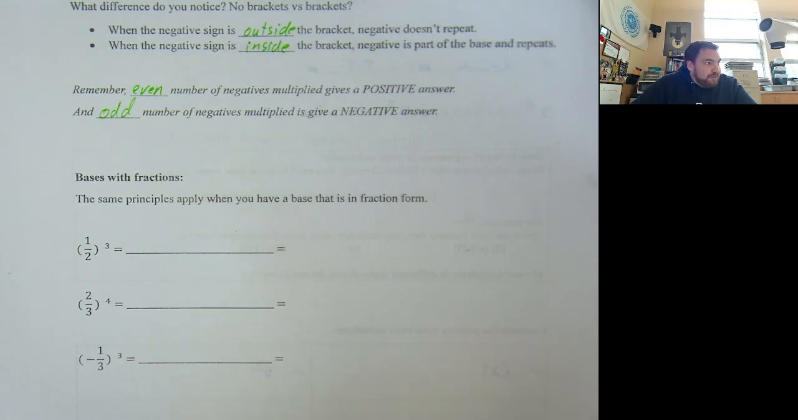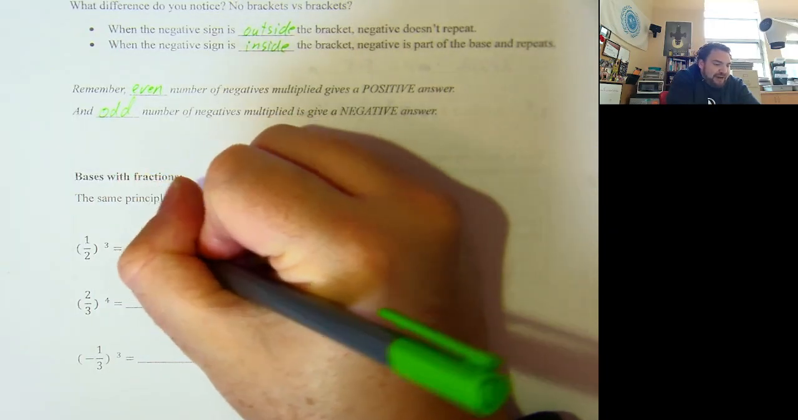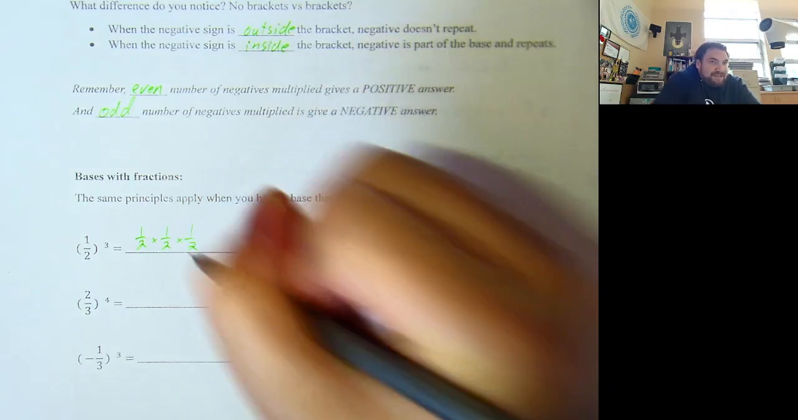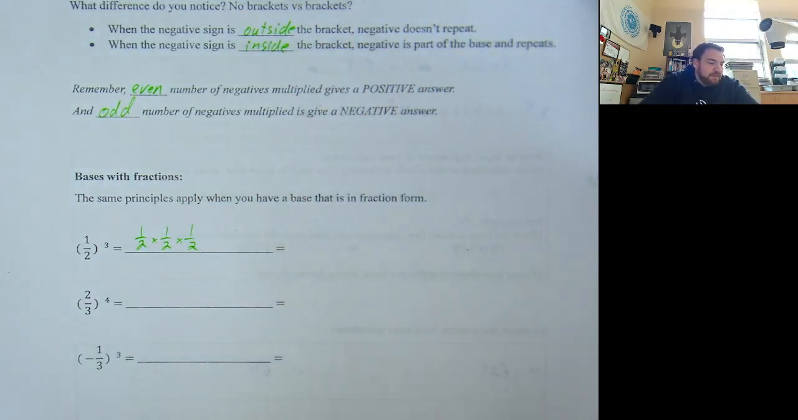How do we repeatedly multiply a fraction? What does it mean to have a half and then in brackets outside a cubed? Mishwa, you almost put your hand up, but then I kept talking. What do we do? Yeah, fractions are just numbers too. The base is a half. The exponent tells you how many times to multiply a half.